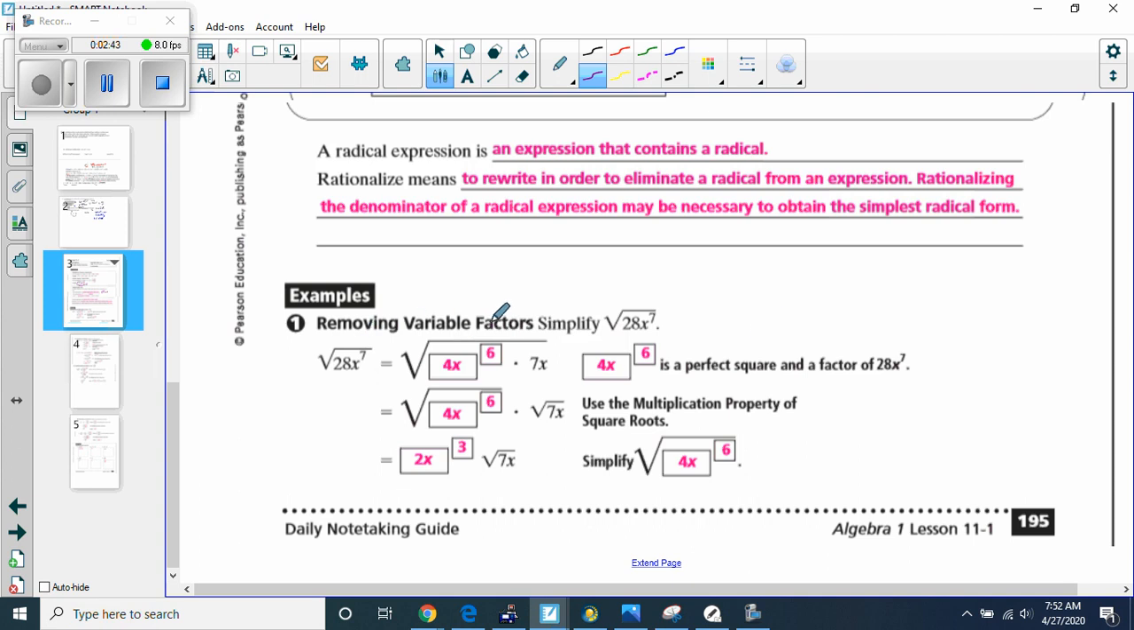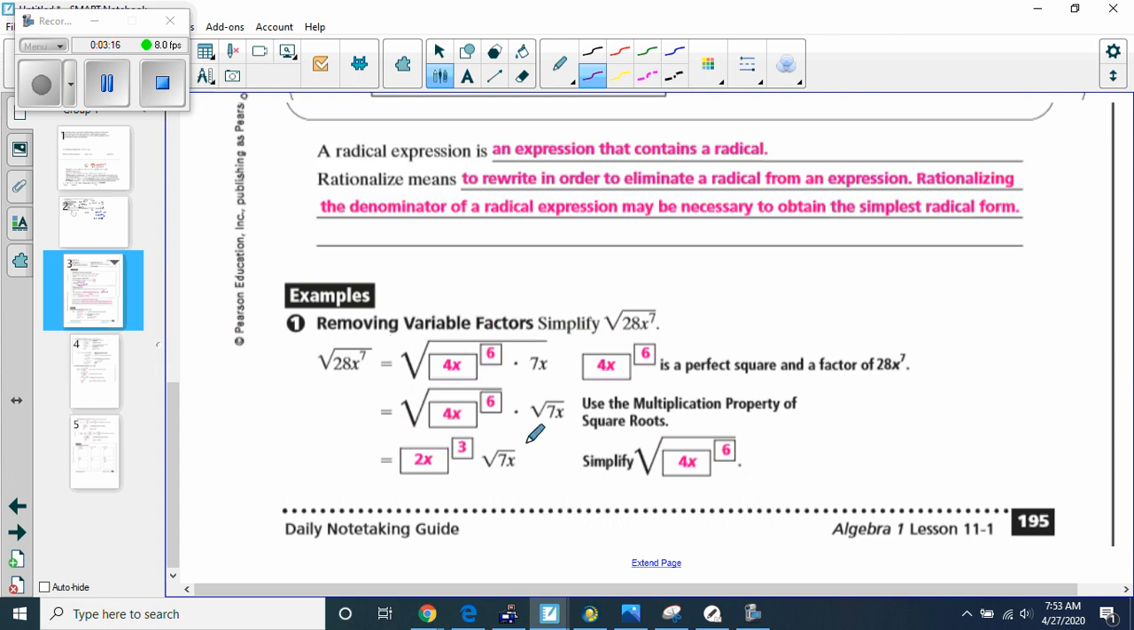Okay, removing variable factors. So we're going to simplify the square root of 28 x to the 7th. Basically, you're going to break up your radical into perfect squares. So 4 times 7 is 28, and x to the 6th times x to the first is x to the 7th.